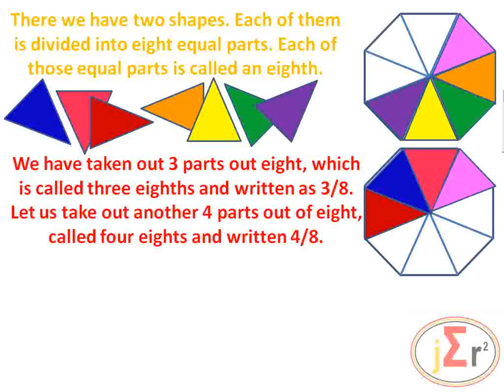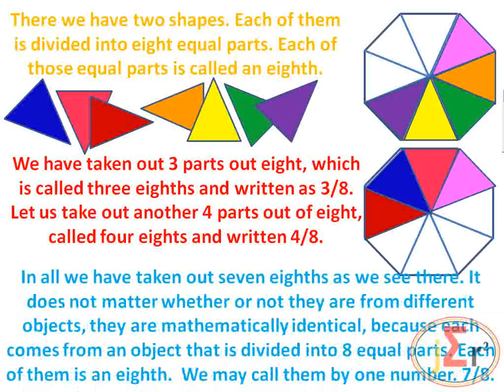Can we say that? Yes. Why can we say that? Because they are all eighths. So we can say 7 eighths. Irrespective of the fact that we got 3 from this and 4 from this one, altogether we have 7 eighths. In all, we have taken out 7 eighths, as we see there.